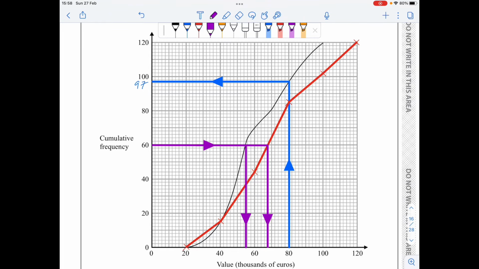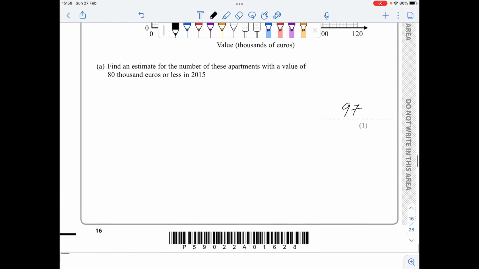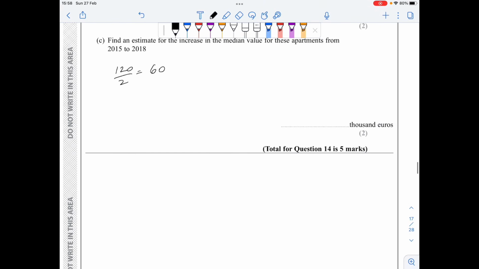The corresponding values are 68 and 55. So 68 minus 55 is equal to 13,000 euros. Now the mock scheme accepts any answer between 13 up to 15.